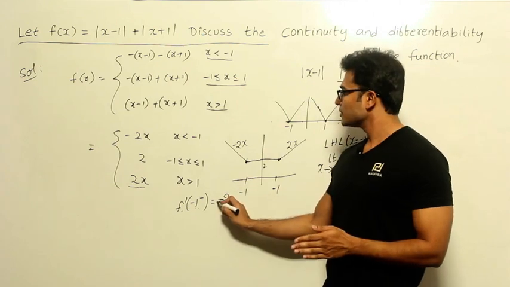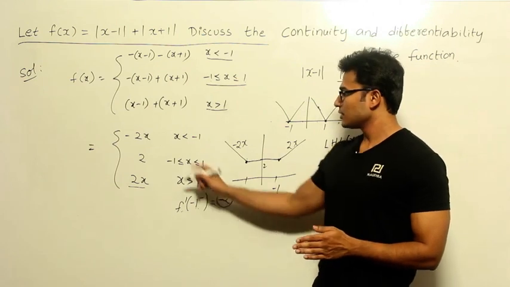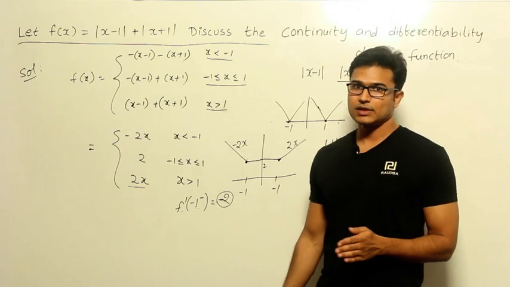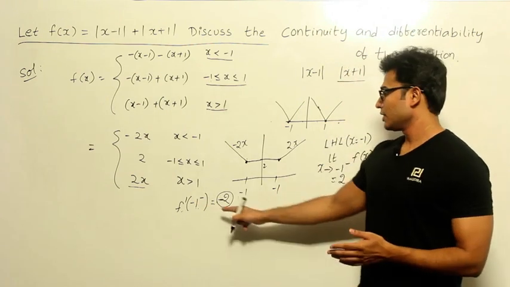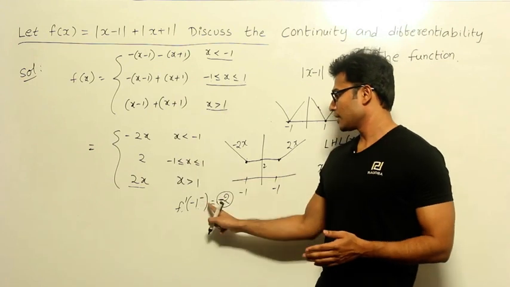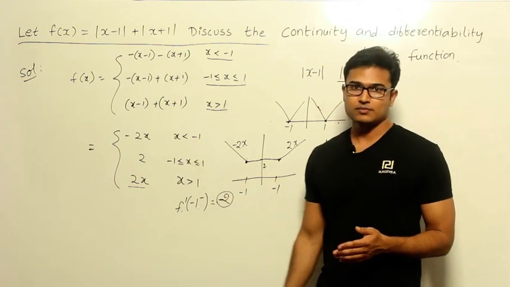So what does it mean? The left derivative at x equal to minus 1, I am talking about the left derivative, okay? The left derivative at x equal to minus 1 is minus 2, right?